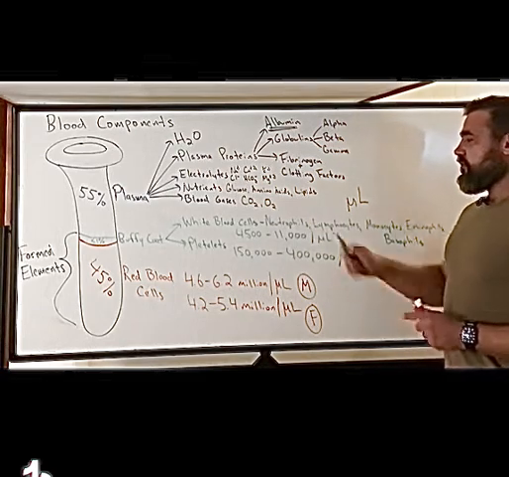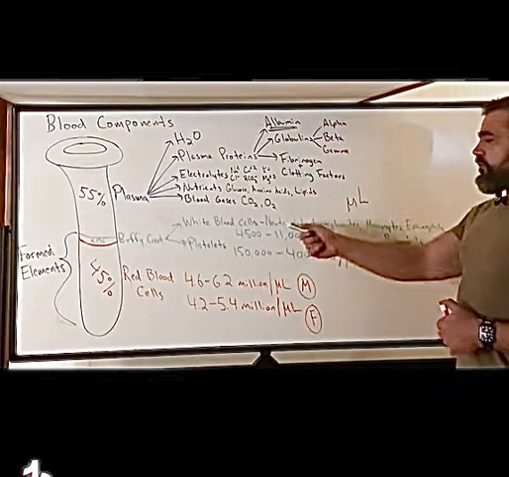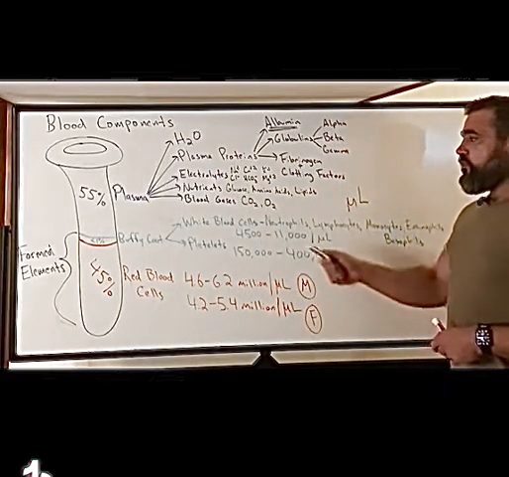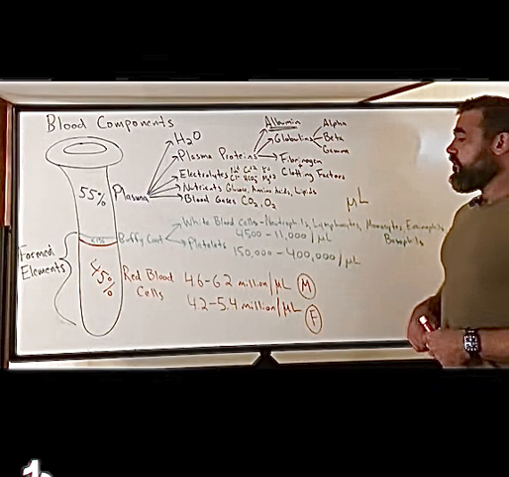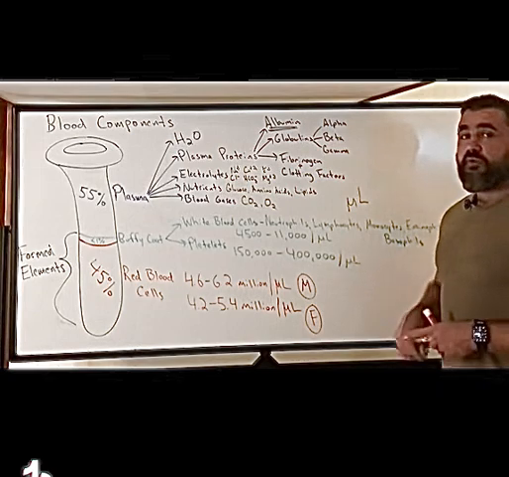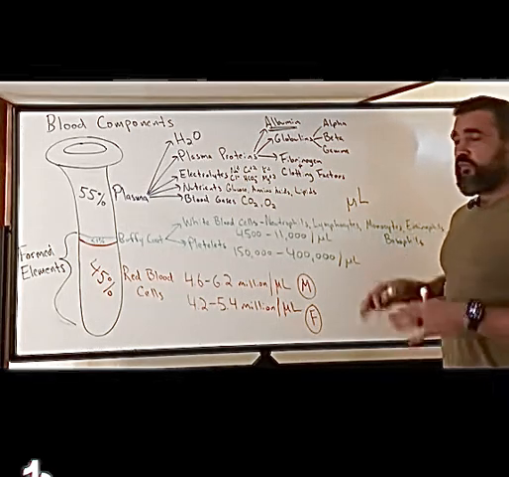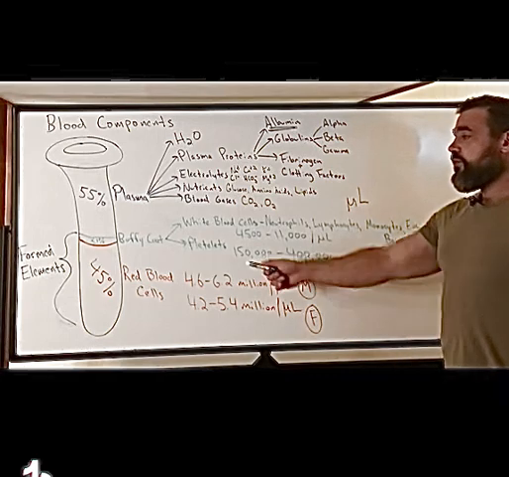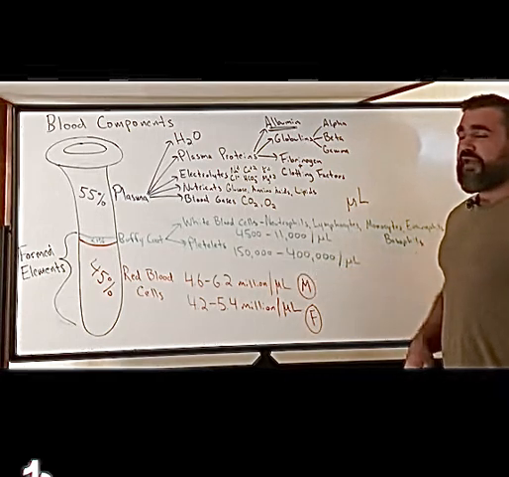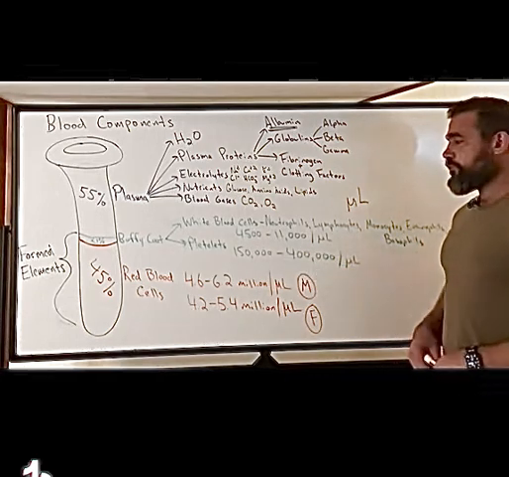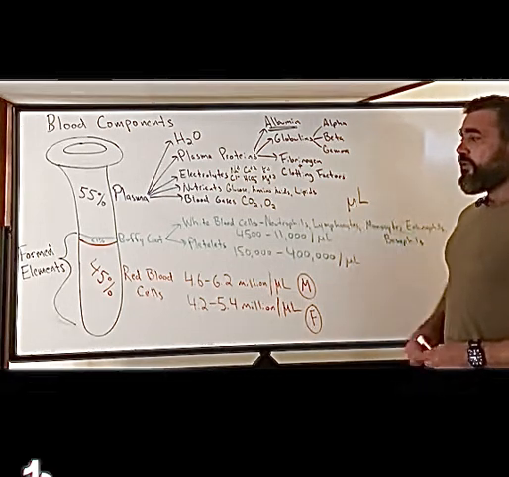And that mnemonic is, never let monkeys eat bananas. Normal white blood cell count, 4,500 to about 11,000 per microliter of blood. So these measurements are per microliter. Platelets, 150,000 to 400,000, again, per microliter. Okay, it's very small compared to red blood cells.